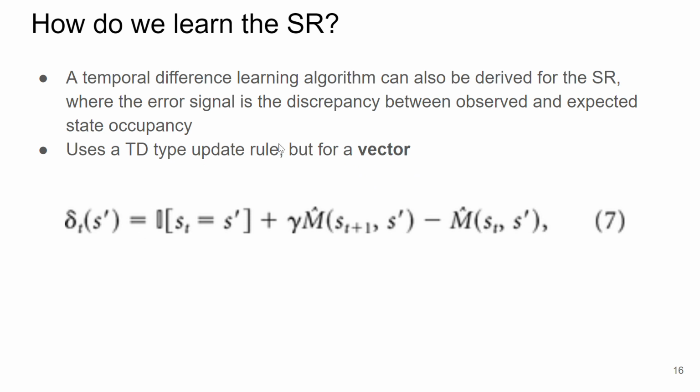And in this TD style rule, your error is a vector. In traditional TD, your error is a scalar. When you're trying to estimate the value, your reward prediction error is a scalar. But here you have a vector. I'm intentionally skipping out on the math of how we get here. Maybe if we have time at the end, we can go into more of this math.